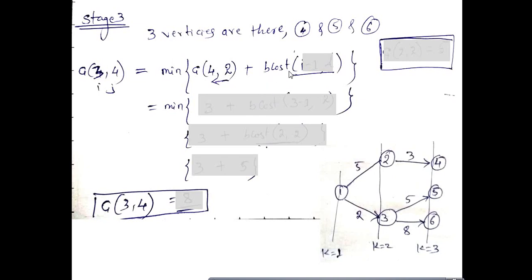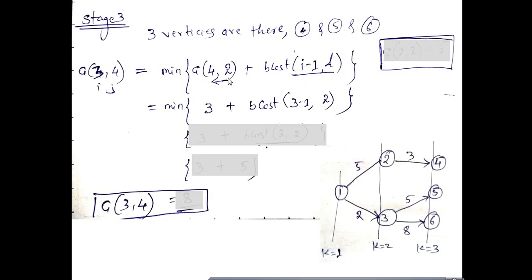Then next, B cost means backward cost, I minus 1. What is the I value? 3. 3 minus 1 how much? That is 2. We have to write I minus 1, that is 3 minus 1. Now L value you know, that is 2. Here you have written already.